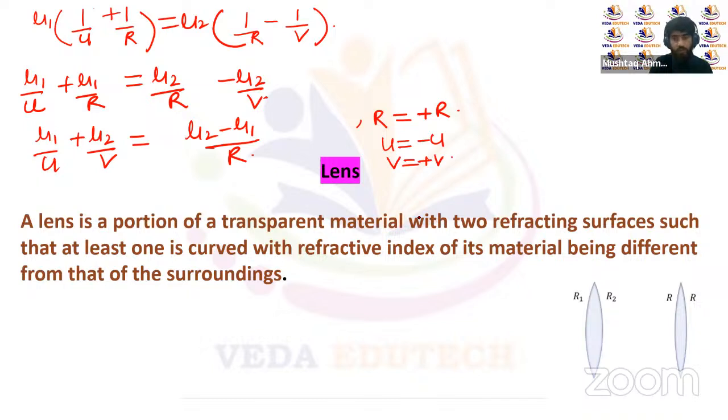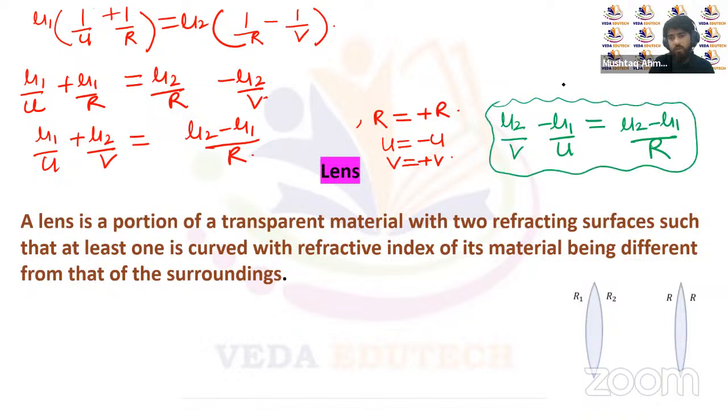So finally the final equation for the refraction formula will be mu2 upon v minus mu1 upon u, that will be equal to mu2 minus mu1 upon r. This formula we call the refraction formula at the curved surface. So at any curved surface, we'll be using this formula to calculate the image distance, object distance, or the radius of curvature for the surface. So mu2 upon v minus mu1 upon u will be equal to mu2 minus mu1 upon R. This will be the refraction formula.